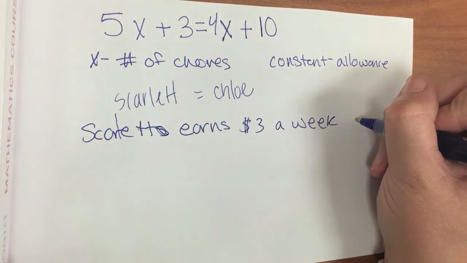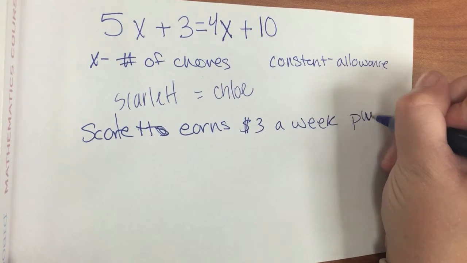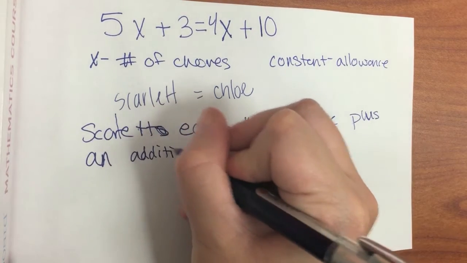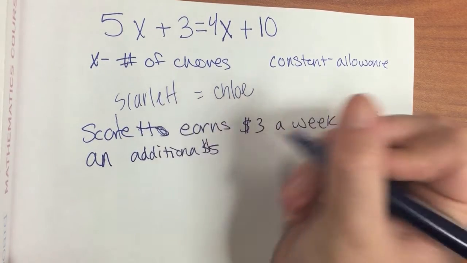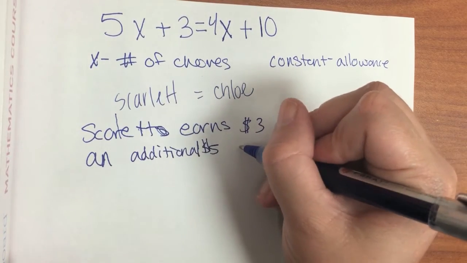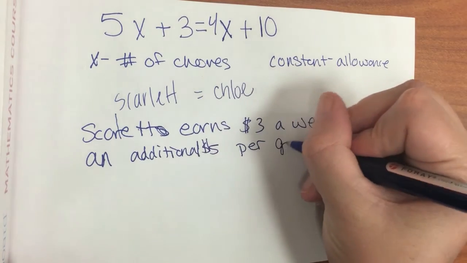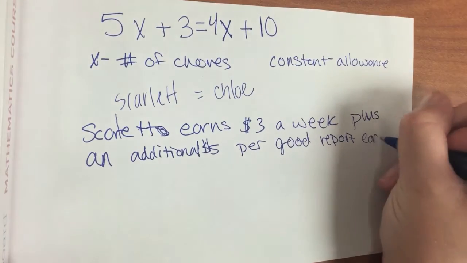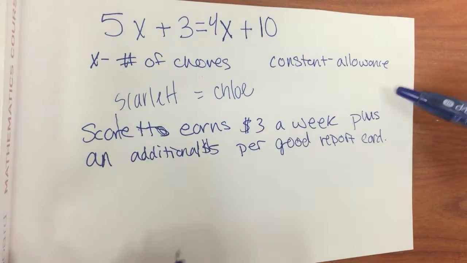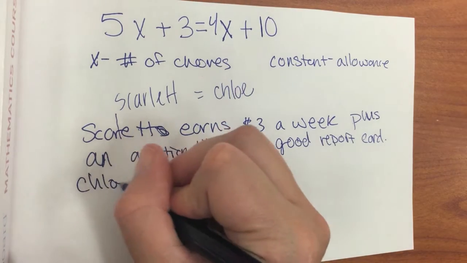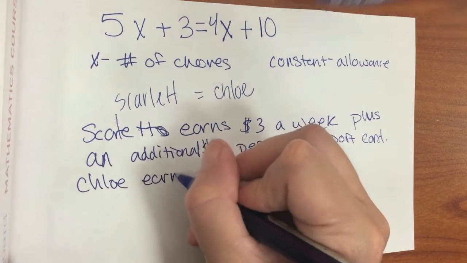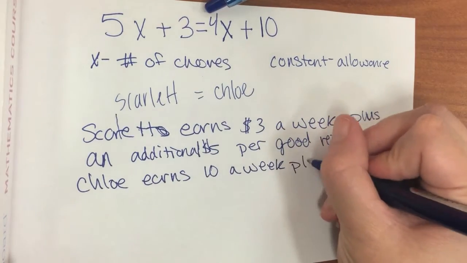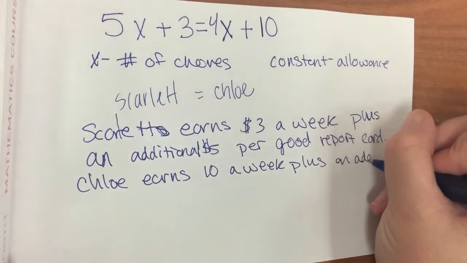Scarlett earns $3 a week, plus an additional $5 per chore, plus an additional $5 per good report card. Oh, poor Chloe only gets one, but she gets $10. Yes. Okay, so then Chloe earns $10 a week, plus an additional $4 for every good report card.